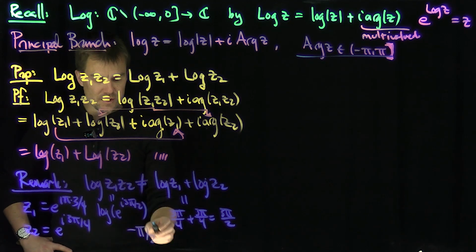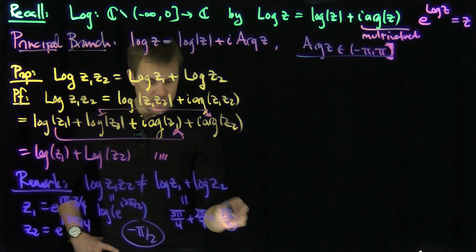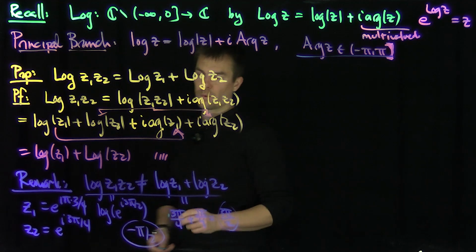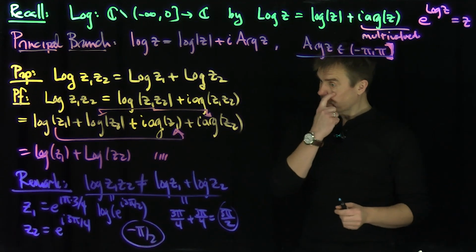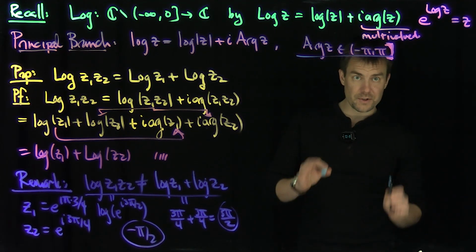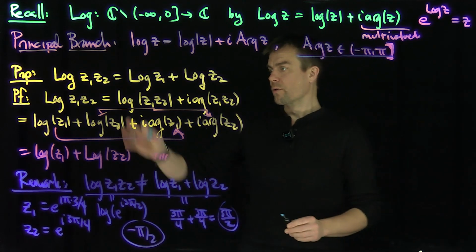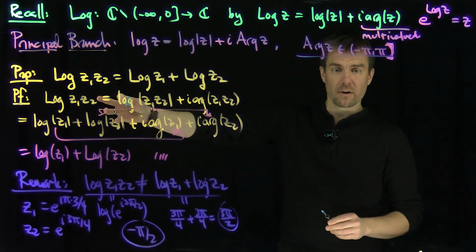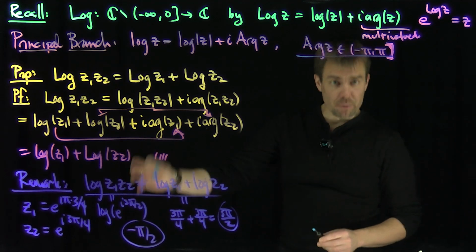So one side of this equation is negative pi over 2. The other side of the equation is 3 pi over 2. So the log of z1 times z2 is not in general equal to the log principal of z1 plus log principal of z2. So that shows that there's a failure.